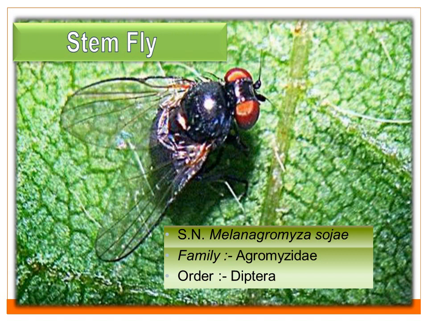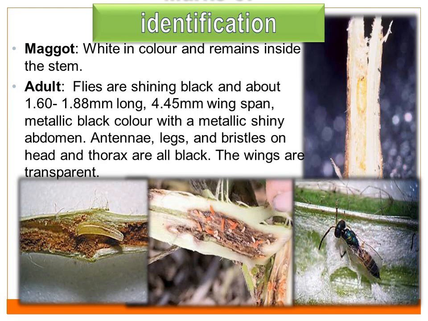Next is the stem fly, scientific name Melanagromyza sojae. The maggots are white in color and remain inside the stem, and the adult flies are shining black, about 1.60 to 1.88 millimeter long, with a metallic shiny abdomen. Antenna, legs, and bristles on the head and thorax are all black, and the wings are transparent.